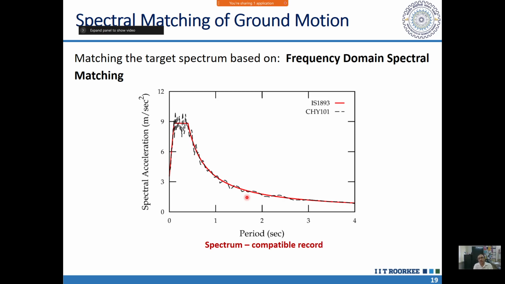But when recorded ground motions are not available, or the recorded ground motions are very different from what I am targeting, in that case we can go for frequency domain spectral matching. Here also we take the recorded earthquake, but we modify it in the frequency domain so that its response spectrum is close to my target response spectrum. One example is shown here where one earthquake was obtained from the recorded data set, and then it was scaled or spectrally matched with our IS 1893 response spectrum.